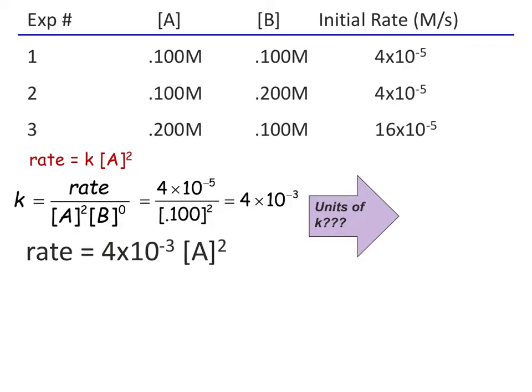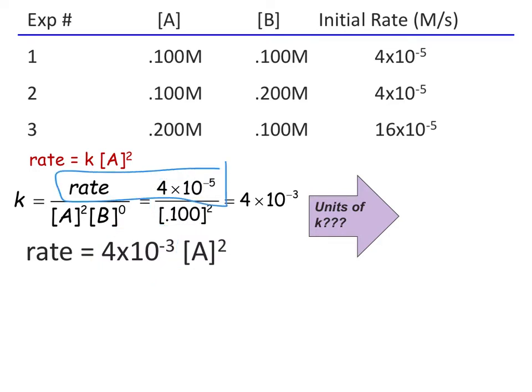The next thing that I want to talk about is the units for the rate constant k. So I want to pick up with the reaction rate law that we determined in the last video. The answer here was that the rate is equal to 4 times 10 to the negative third times the concentration of A squared. But we can actually determine the units for this k by looking at the units for the components of the equation.